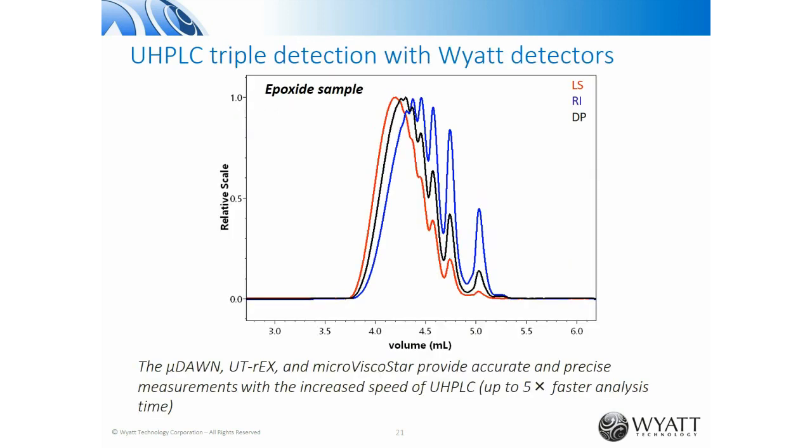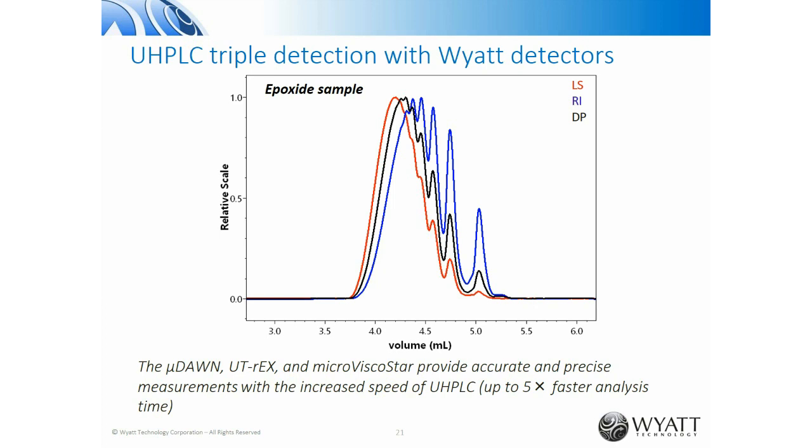Moving on to the actual samples, we first see an analysis of an epoxide sample. You see the three signals coming from our three detectors: light scattering in red, refractive index in blue, and differential pressure in black. You can see the nice resolution, the nice separation of all the oligomer peaks in the epoxide. You can also see that all the signals overlay quite nicely.